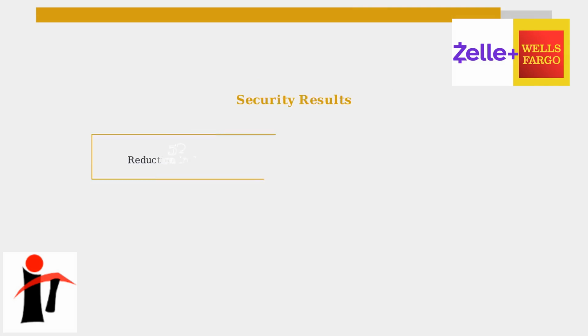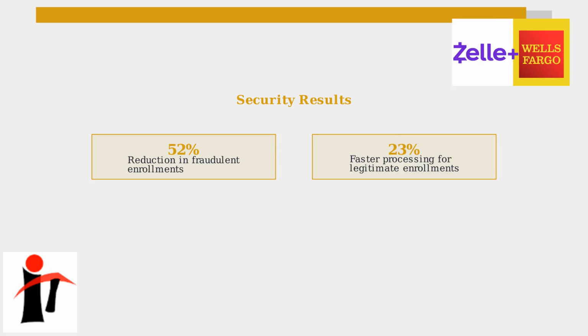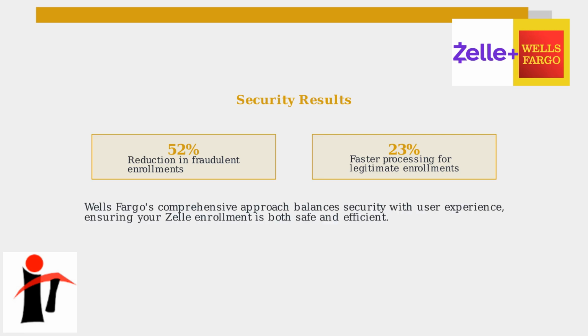These security enhancements have achieved a 52% reduction in fraudulent account enrollments, while simultaneously making legitimate enrollments 23% faster to process. Wells Fargo's comprehensive approach successfully balances robust security measures with a smooth user experience, ensuring your Zelle enrollment is both safe and efficient.